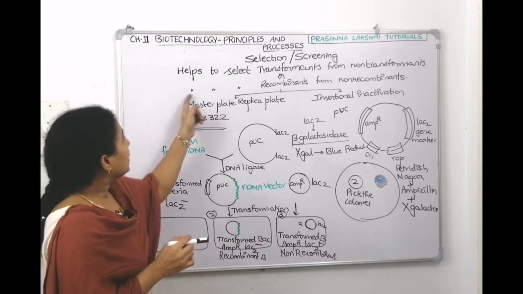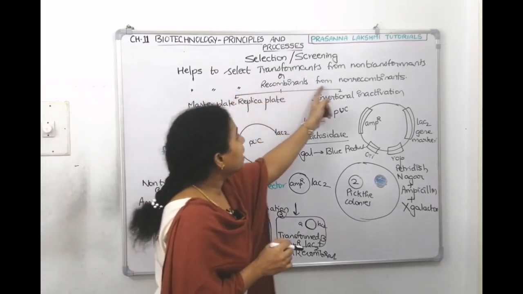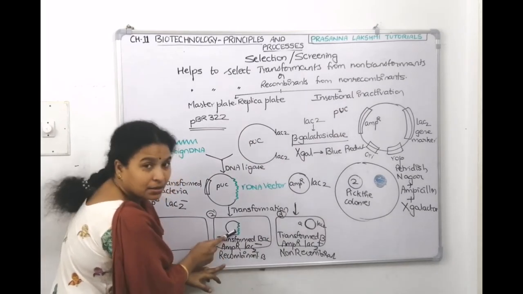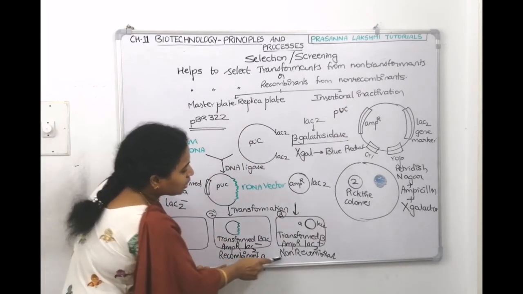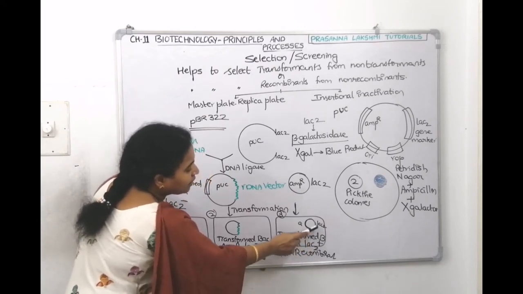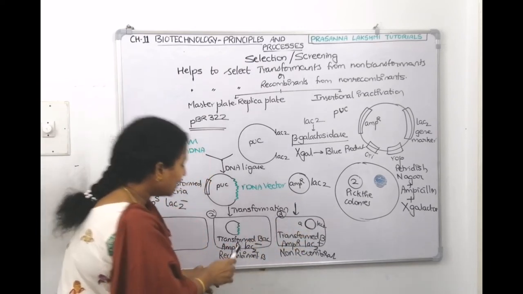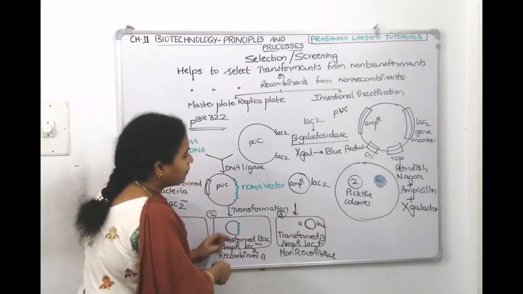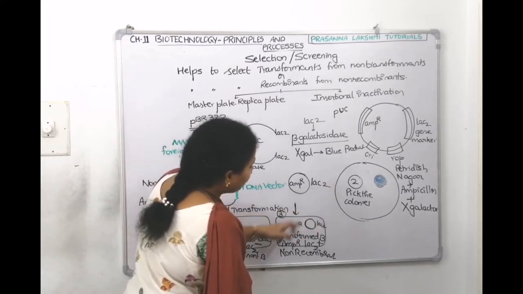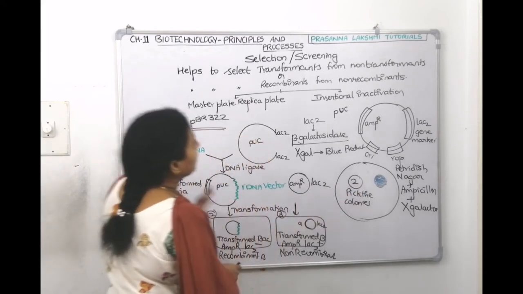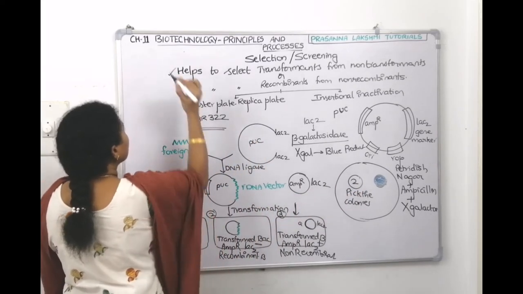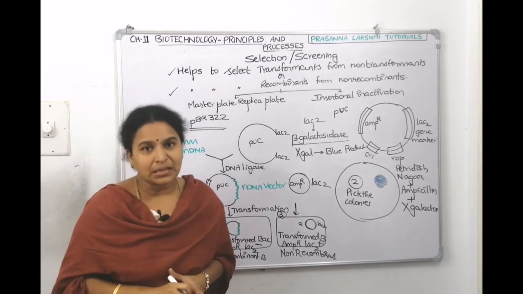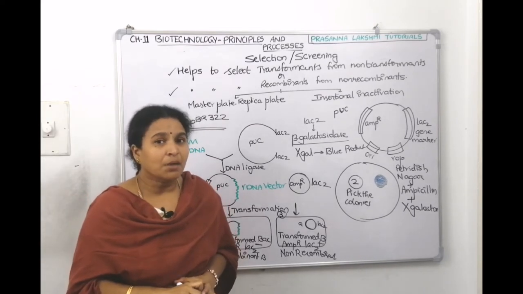Again, it also helps to select recombinants from non-recombinants. This is a recombinant bacterium where the gene, the desired DNA, is there. This is a non-recombinant bacterium where the desired DNA is not there. So in these transformant bacteria, we can take the recombinant bacteria and eliminate the non-recombinant bacteria. Hope you understood this sentence and this sentence, which come under selection and screening.